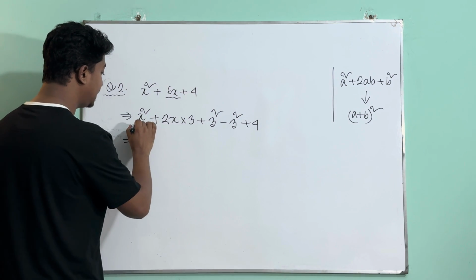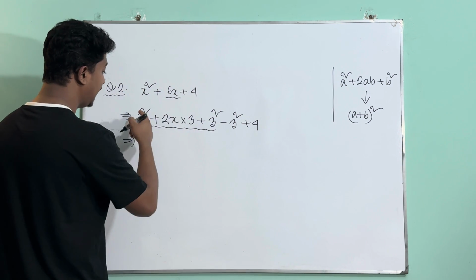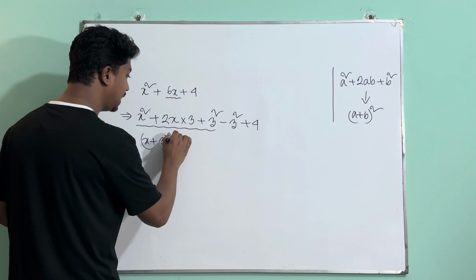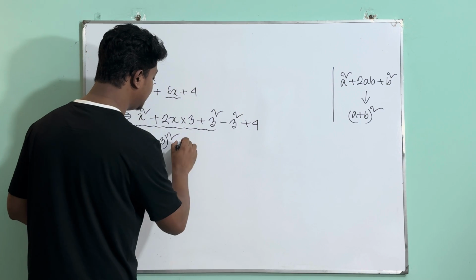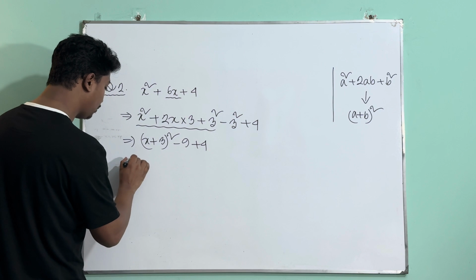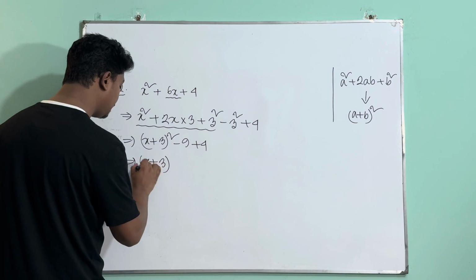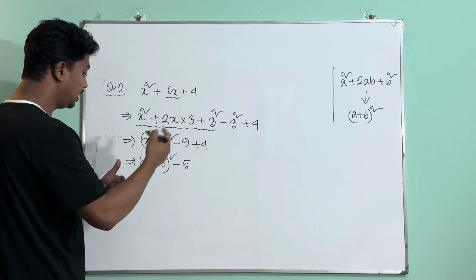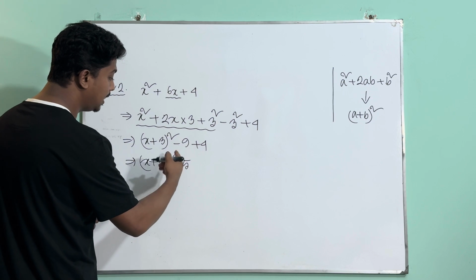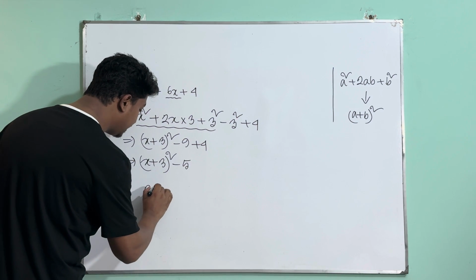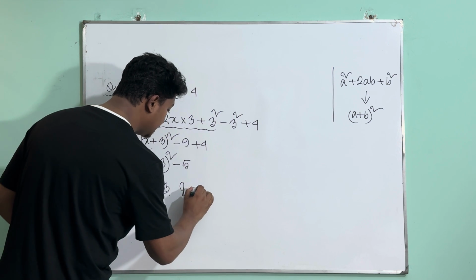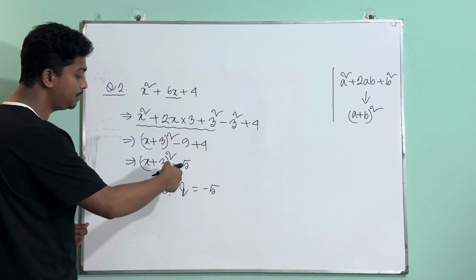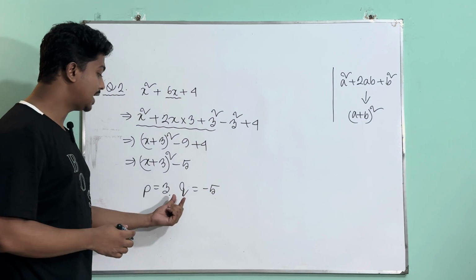Again, if we take the first 3 terms, we have the formula a square plus 2ab plus b square, which will give us x plus 3 whole square. And then you have 3 square, which is 9, plus 4. When you solve it, you get x plus 3 whole square minus 5, right? So according to the format, x plus p whole square, then plus q, the value of p here is 3 and the value of q here is minus 5. Remember, this is minus 5 because the format was plus q, then we have minus 5. So we have to just use minus 5 in there as a value of q.